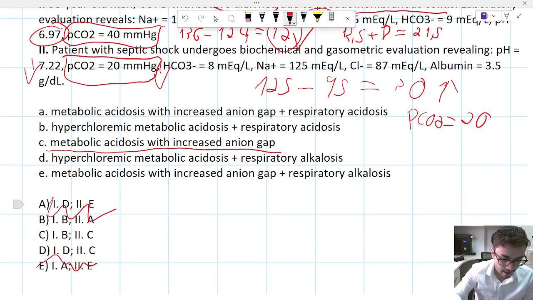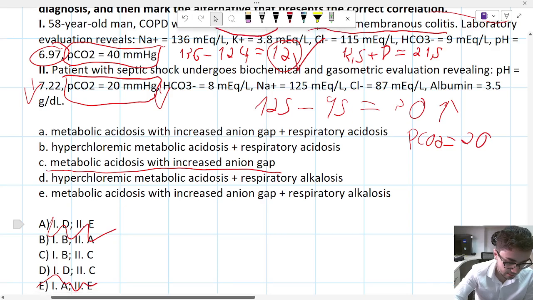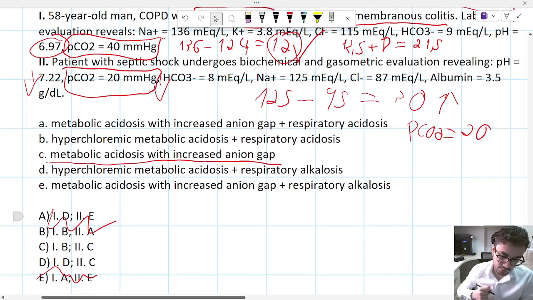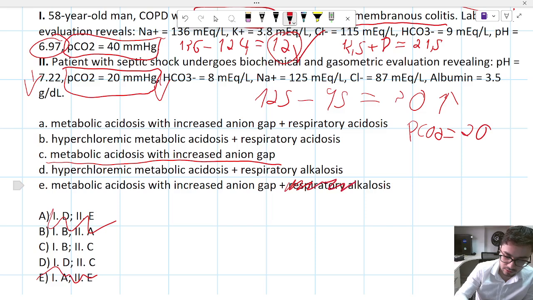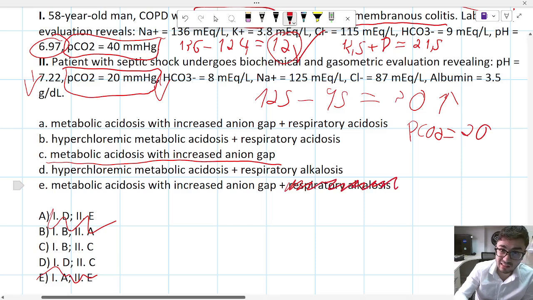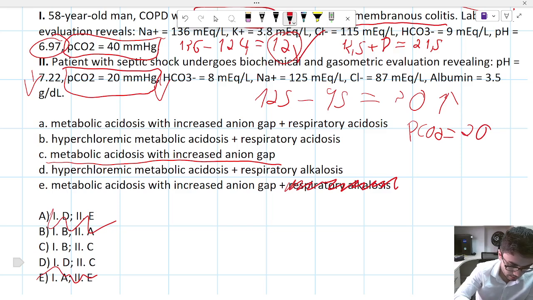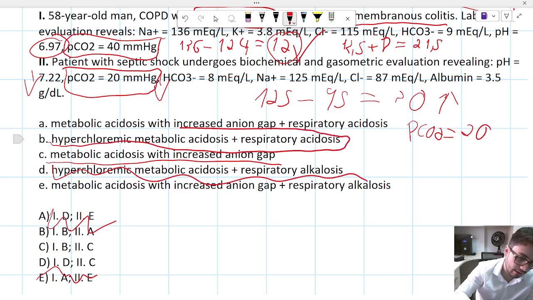So the first case, it will be metabolic acidosis with an increased anion gap plus respiratory alkalosis. No, it's a respiratory acidosis because he's retaining CO2. Okay. It could be B or D. Okay, hyperchloremic metabolic acidosis plus respiratory alkalosis. Also no. So we will end up in here with a hyperchloremic metabolic acidosis with a respiratory acidosis.